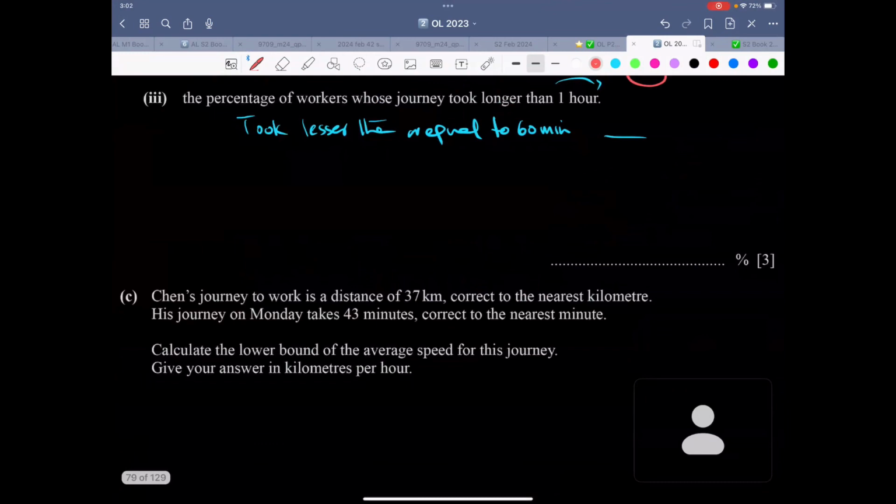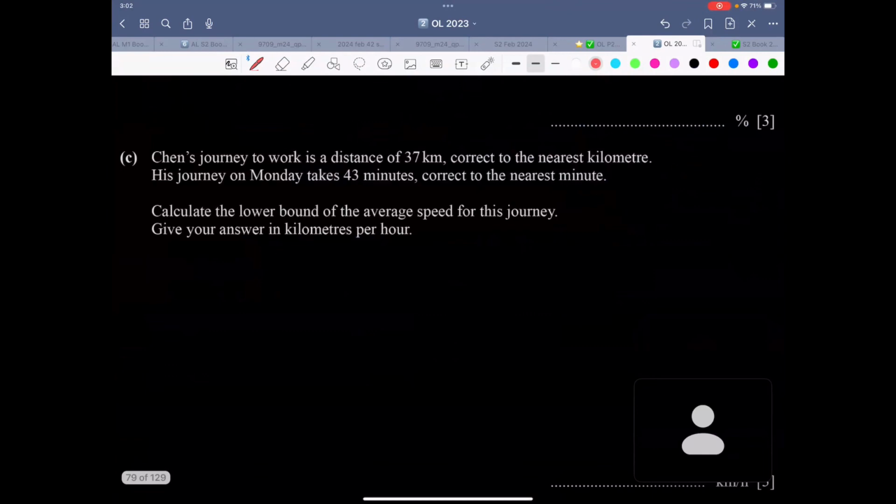Now, let me look at the next question. That is Chen's journey to work. Why don't you first go through this question? Just read it. And over here, the question says, Chen's journey to work is a distance of 37 kilometers to the nearest kilometer. Now, this is a question about upper bound, lower bound, and this is to the nearest kilometer. His journey on Monday takes 43 minutes, correct to the nearest minute.